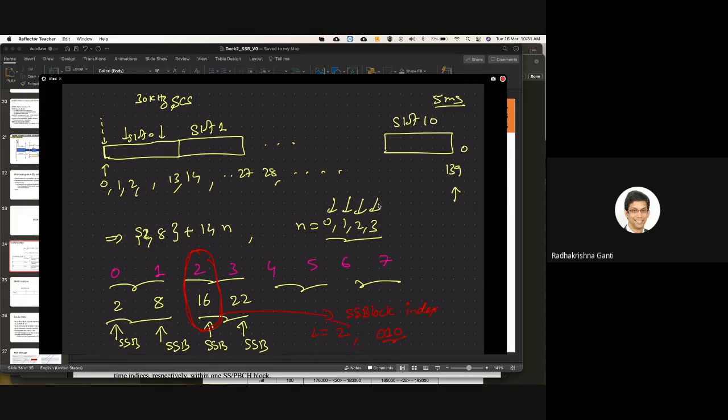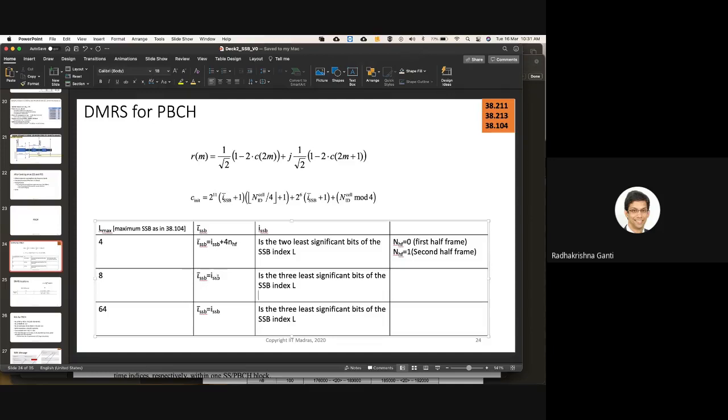What they do is, this L equal to 2 now becomes I_SSB. I_SSB is now 2. They generate this random seed by using that I_SSB, I mean, using this L, and then they transmit it. So what does the receiver do?